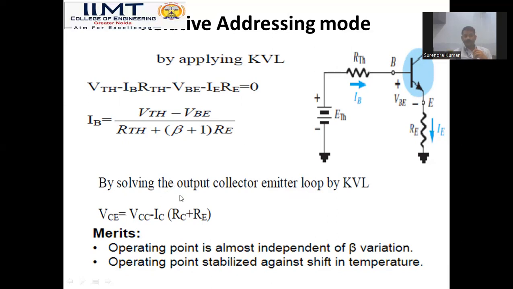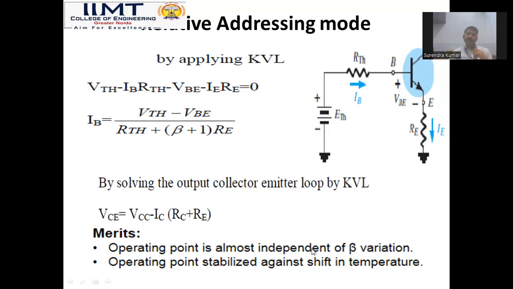By solving the output collector emitter loop by KVL equation, again it's very simple. Every time we are writing almost the same equation for the DC collector to emitter voltage, which is VCC minus IC (RC plus RE). Here we are considering that IE and IC are equal, because we are taking only IC. We are not considering this IE separately. So we are assuming that IC and IE are equal.